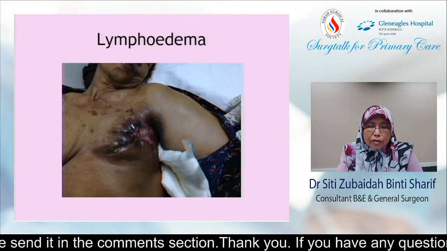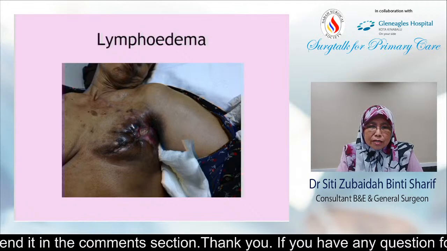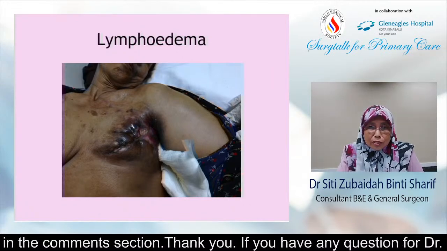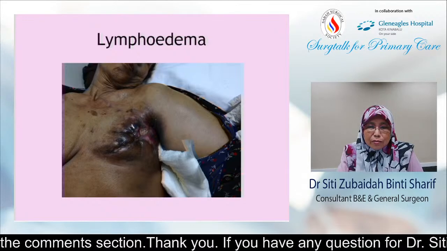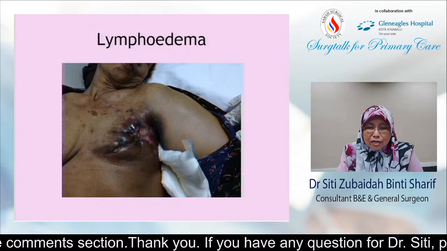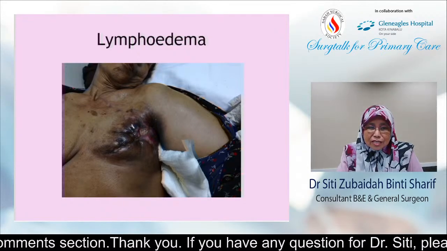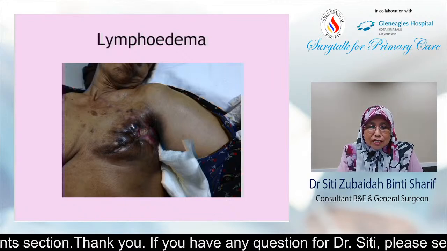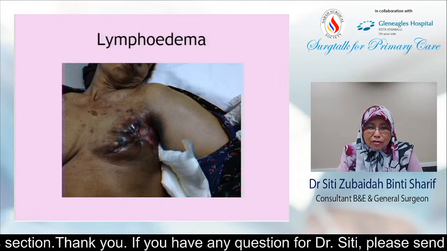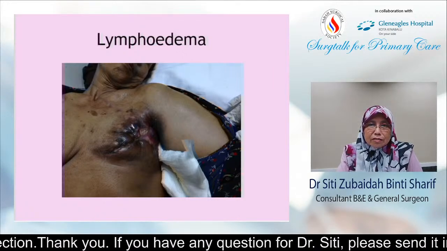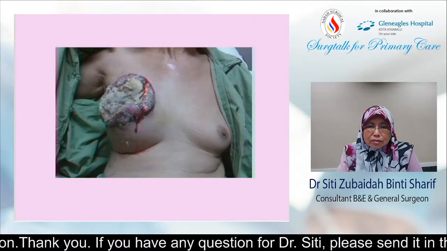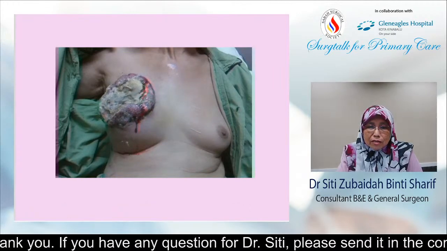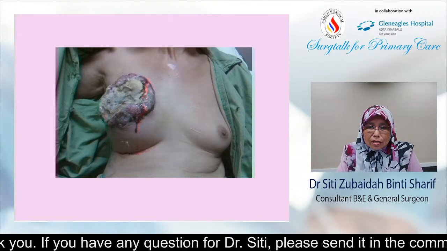Recently we had a young lady who came to the hospital with upper limb swelling, and she still didn't tell us about her breast lump until we did an ECG. Only then did we find out that she had a fungating breast tumor. And this is another patient who came late with fungating breast cancer.